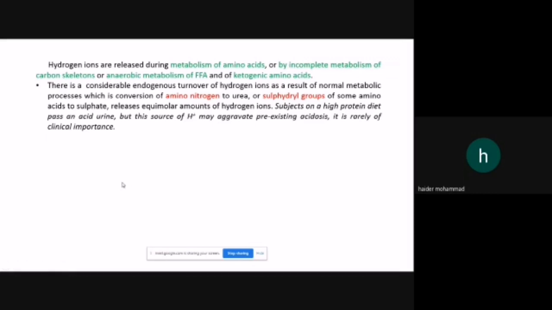So this excess amount of hydrogen ions in the blood will be removed by the kidney, excreted by renal excretion. So the urine will be acidic. But in this case, despite this source of hydrogen ions that may aggravate a pre-existing acidosis, this case could be considered rarely of clinical importance.